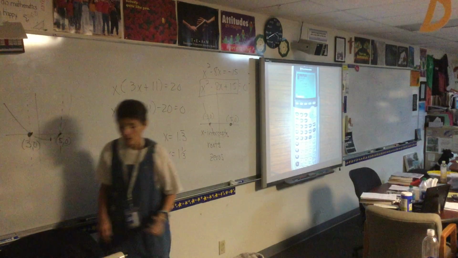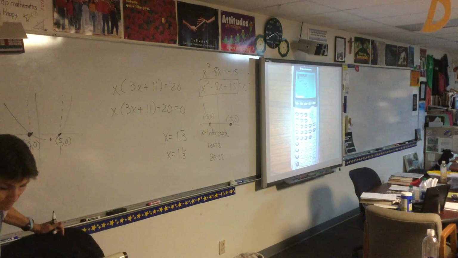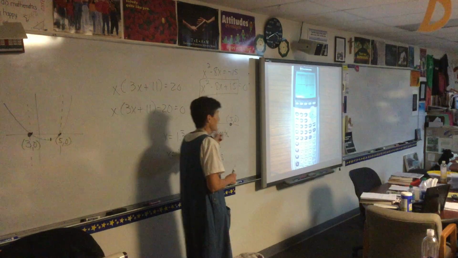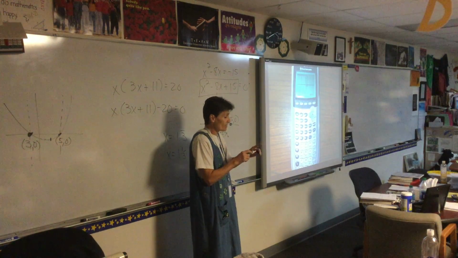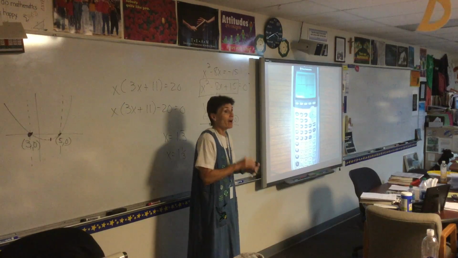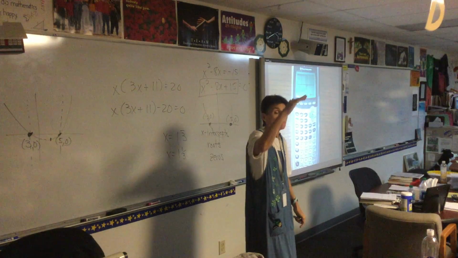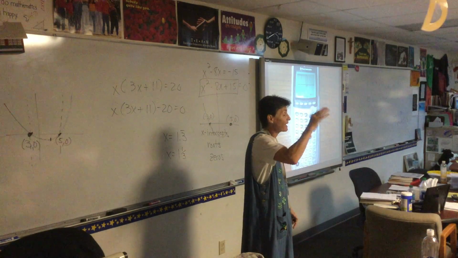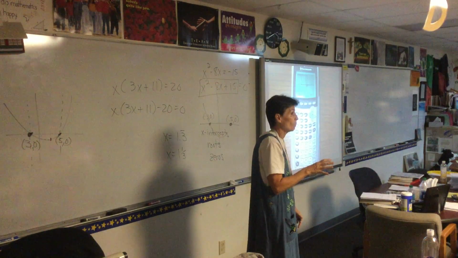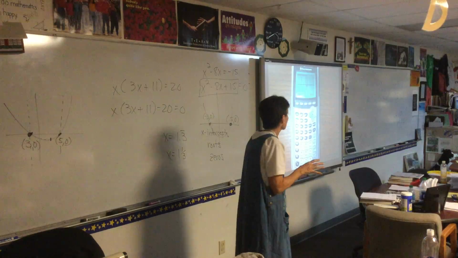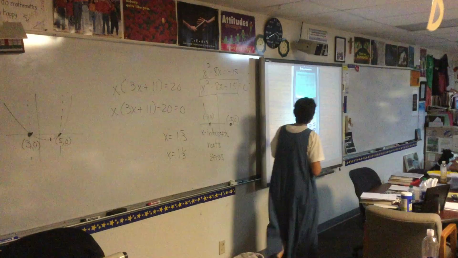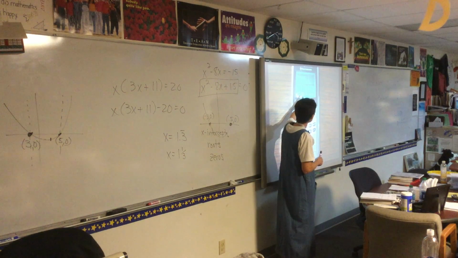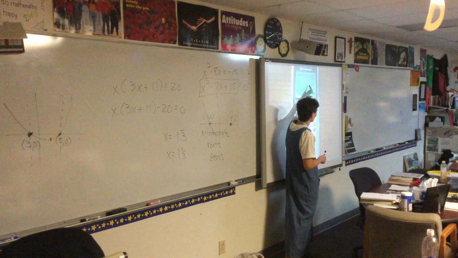I go down to 0 because in this problem I am looking for the zeros, the x-intercepts. If we were looking for the maximum or the minimum, I would still go to second calc, but I would choose maximum or minimum from that menu. The second calc menu gives you all kinds of points on your graph. So now I have chosen 0, and the calculator is asking me for my left bound.